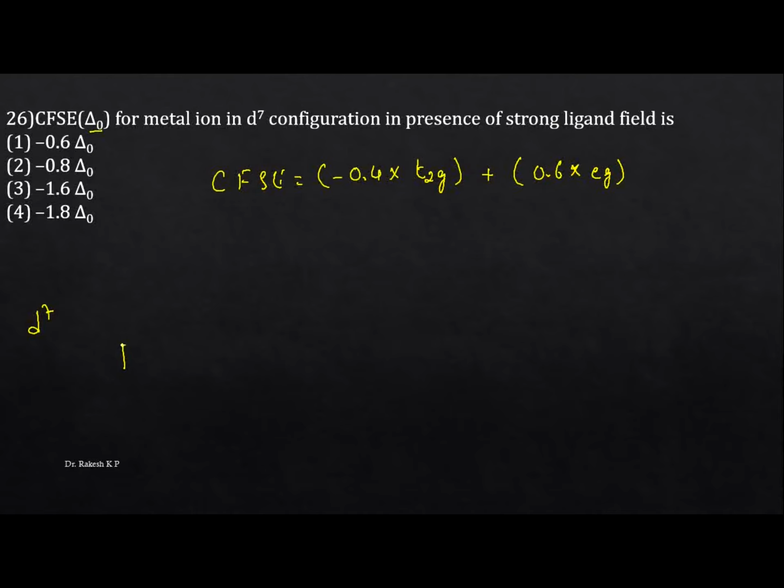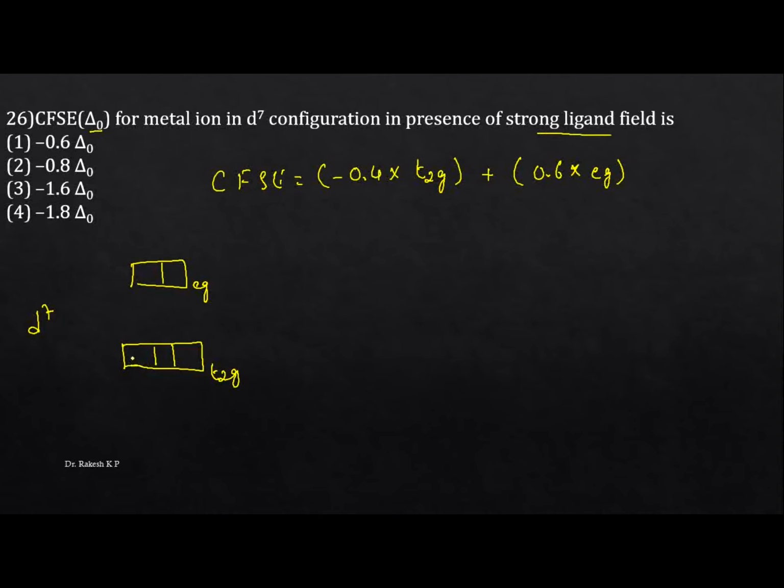In this case, the set of three orbitals that occupy the lower energy we are going to call t2g. The set of two orbitals that occupy the higher energy we are going to call eg. And see the next thing here: the metal is surrounded by a strong ligand.